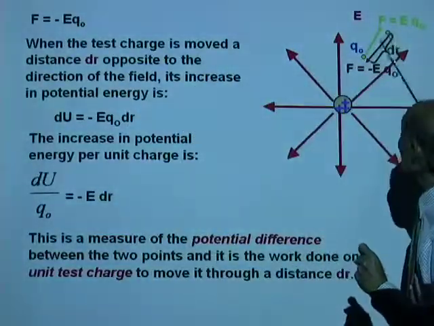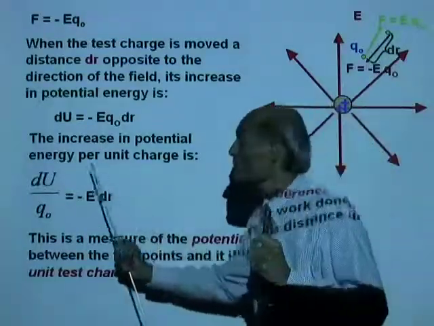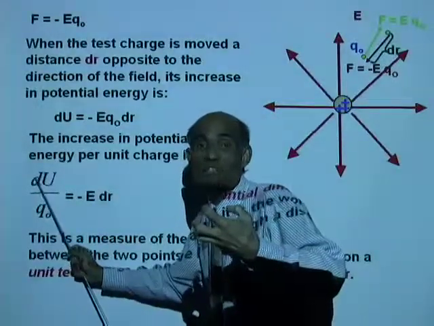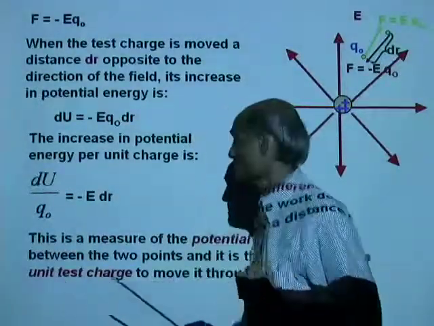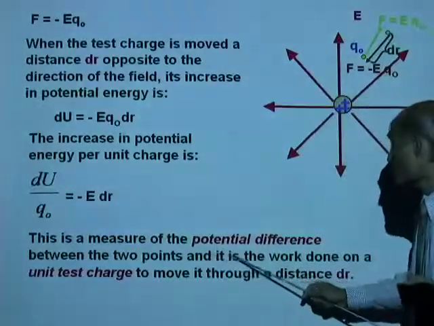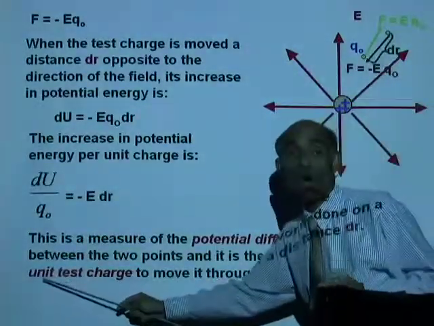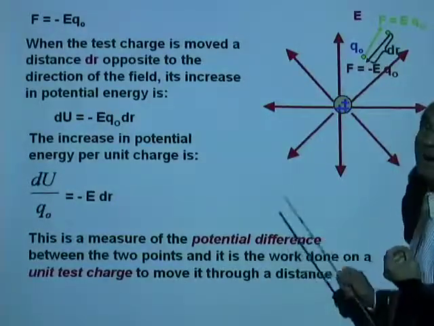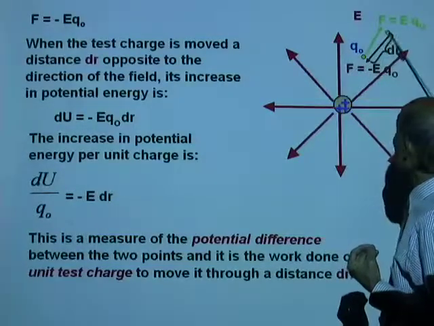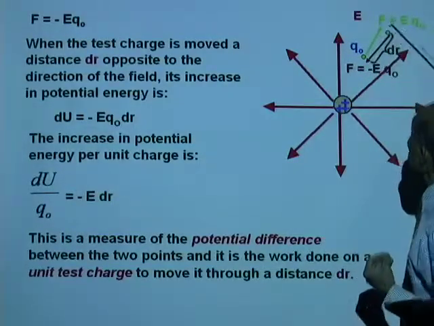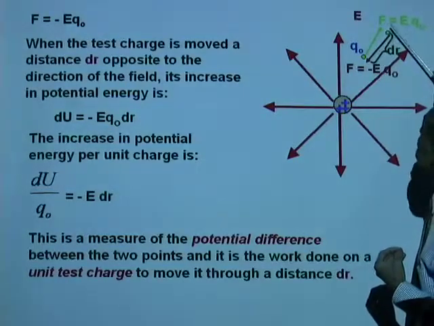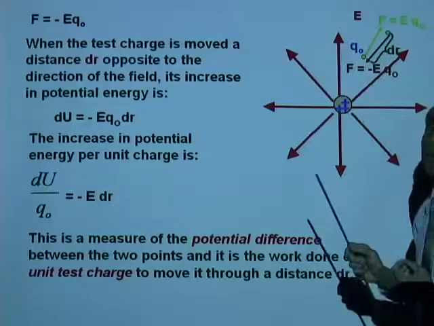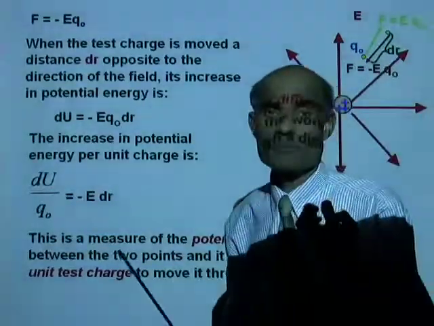Potential difference between 2 points in an electric field is the increase or decrease, change in potential energy per unit charge. And it is a measure of the work done on a unit test charge to move it through a distance dr. So the potential difference between 2 points is a measure of the work done to move a unit test charge from one point to the other. You must understand that definition very well.